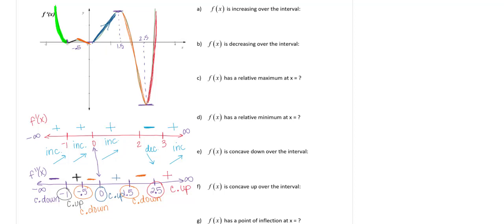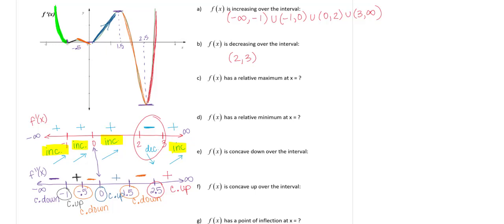So where is the original function increasing? Well, it's increasing for all of these intervals. And technically, at the point where your first derivative is 0, you're not actually increasing. So we are going to use parentheses for these. So we'll say negative infinity to negative 1, and then negative 1 to 0, and then 0 to 2, and then 3 to infinity. So it's only decreasing in between 2 and 3. Those are x values, of course.